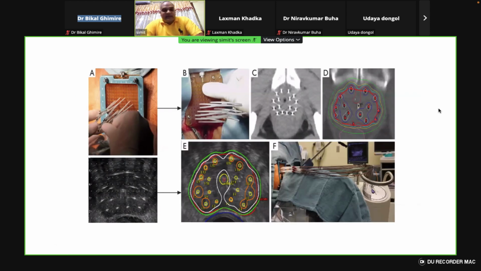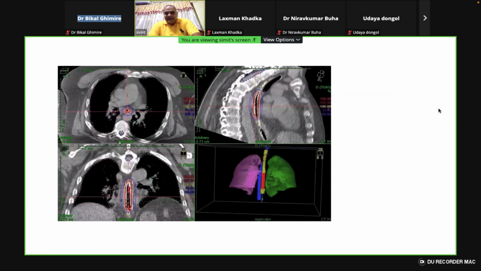This is another example of interstitial brachytherapy. It's a case of prostate cancer. Here we actually insert the catheter inside the prostate and deliver the dose. It's an example of intraluminal brachytherapy in a case of CA esophagus. Here, a brachytherapy catheter is inserted inside the esophagus and dose is delivered.